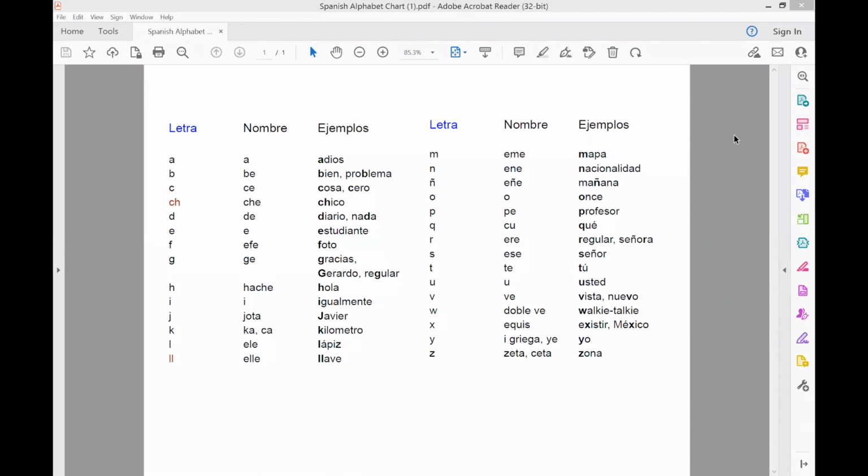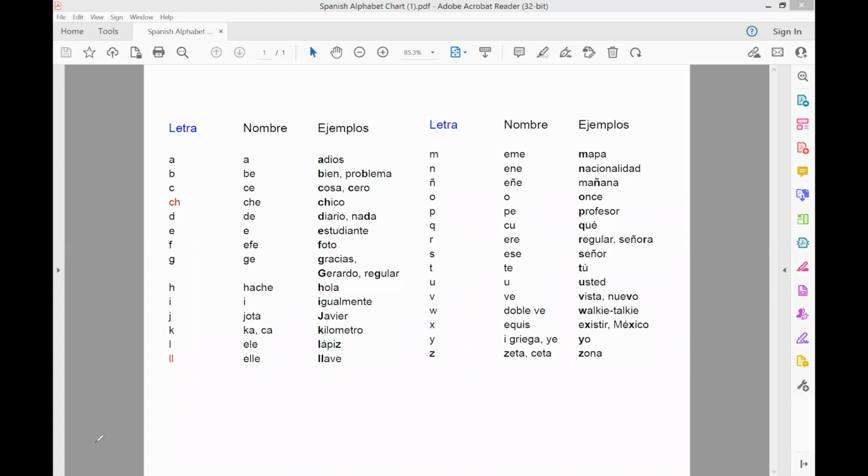Muy bien. So let's go over the Spanish alphabet. What we have here is the letter, la letra, the name, nombre, and then some examples, ejemplos. I will say the name of the letter and you repeat that after me. Then I will say the example, and you repeat that also. Okay. Muy bien, comenzamos. Repite.